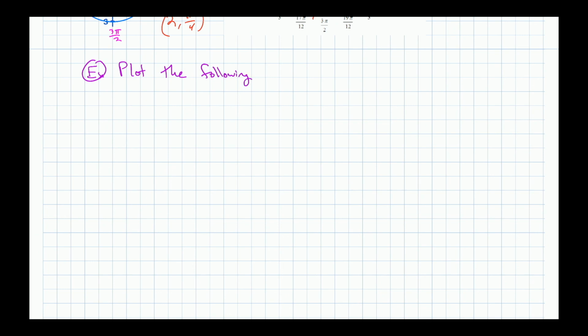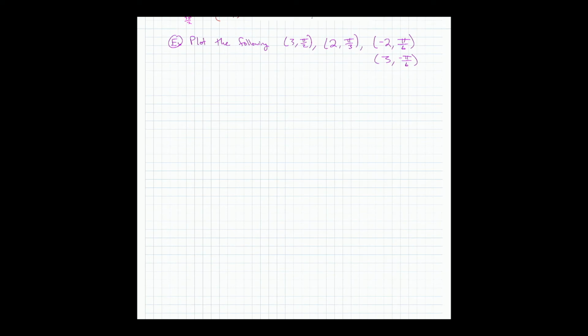We're going to plot 3 comma pi over 2. We're going to plot 2 comma pi over 3. We're going to plot negative 2 comma pi over 6. And we're also going to plot 3 comma negative pi over 6. We're not going to plot these all on the same graph. We're just going to plot them, get a couple graphs.